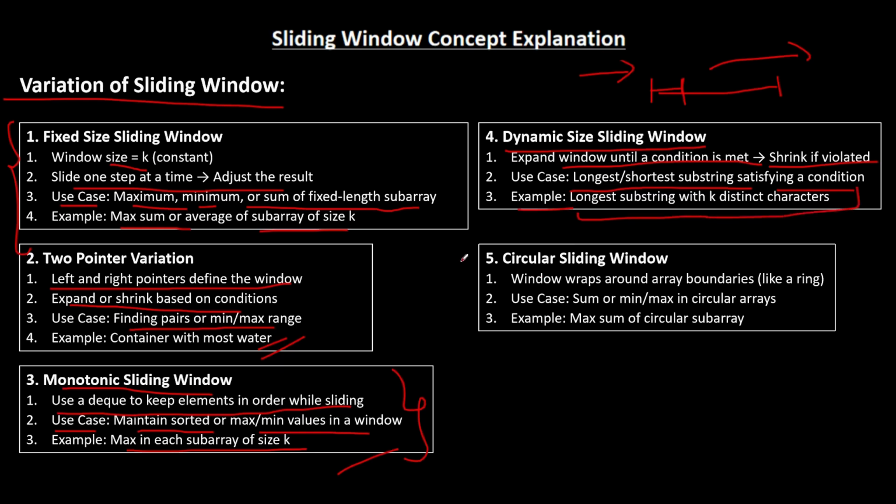Now the fifth variation will be the circular sliding window. The window wraps around the array boundaries like a ring. The array becomes a ring. Use cases would be sum or minimum/maximum in circular arrays, and maximum sum of circular subarray. So these are some of the most commonly used variations of the sliding window technique that I have defined here.